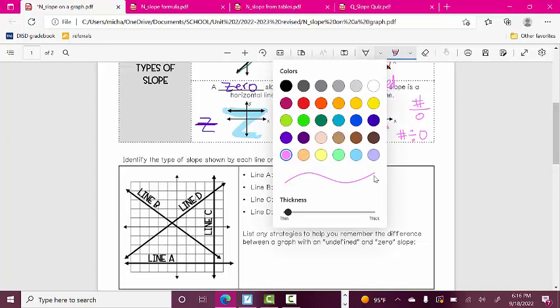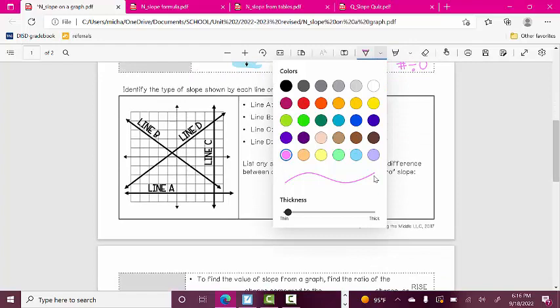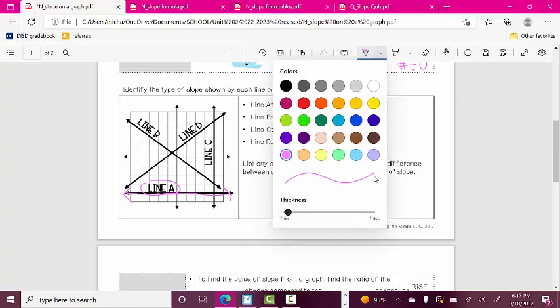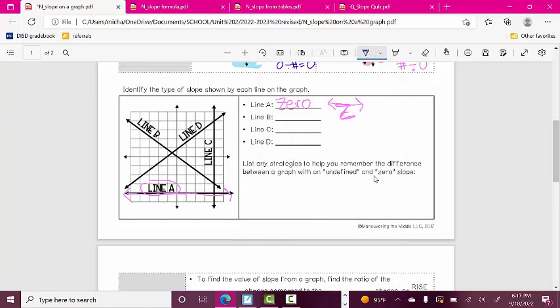Right, let's look at line A in this next part. Line A is the one that's going side to side. It's a horizontal line. Line A is going side to side, and I can draw the Z on the side to side line, so I know that this is 0. Line A has a 0 slope. Line B is this line here. And if I put my pencil on this line so it's pointing to the right, I see that this is pointing down. So since this is pointing down, I know that this is a negative slope.